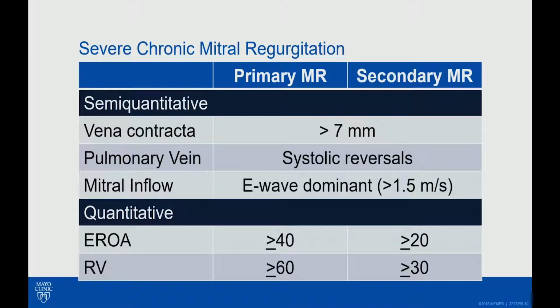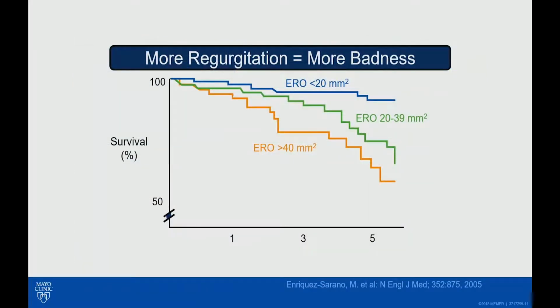This, again, is a chart from the ESC guidelines on management of chronic mitral regurgitation. These are the indicators for severe chronic mitral regurgitation: a vena contracta width of 7 millimeters, systolic flow reversals in the pulmonary veins, E-wave dominant mitral inflow, and then for primary MR, ERO of greater than 40 and a regurgitant volume of greater than 60. There's different definitions of severe for secondary MR which are there. It has been known for a long time that the more regurgitation there is, the more badness there is. So that's why we are using these definitions.